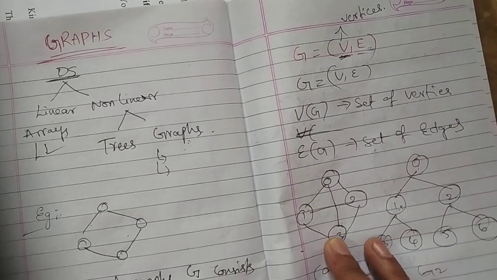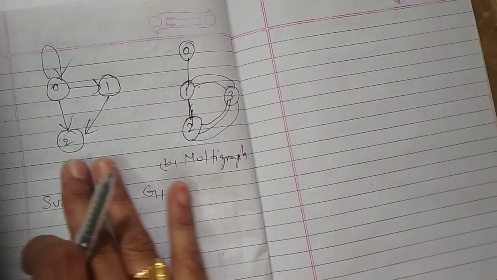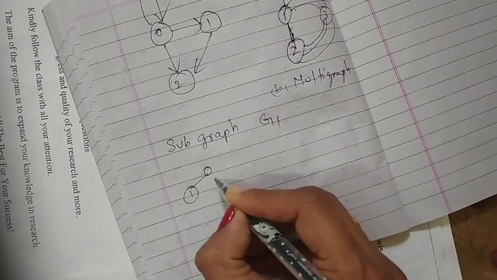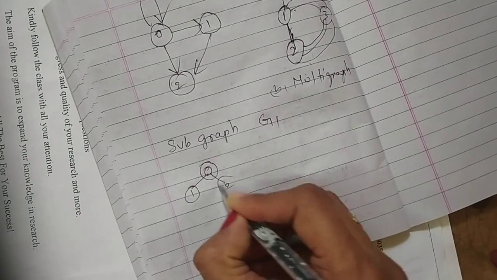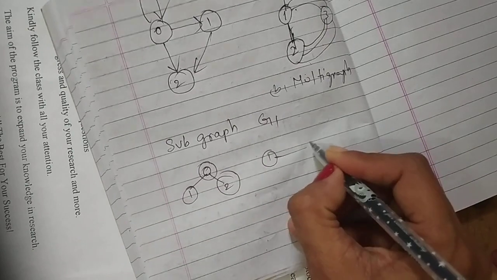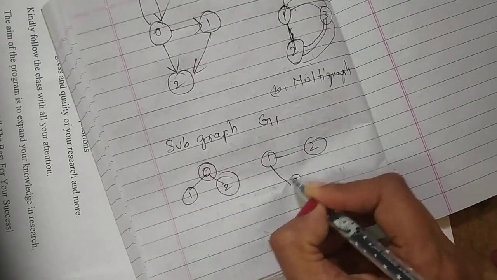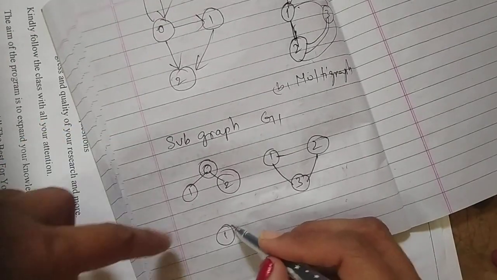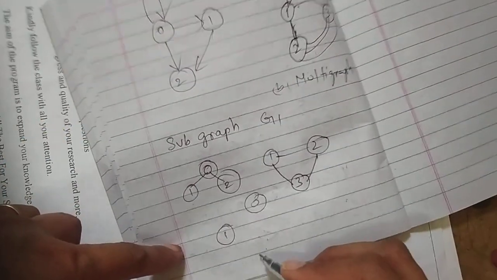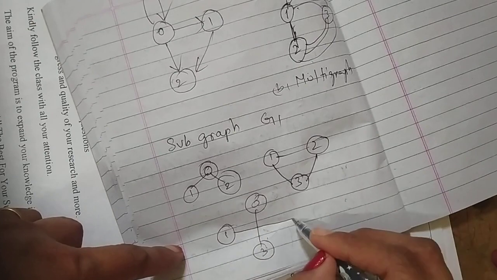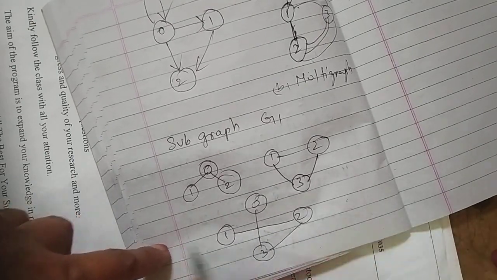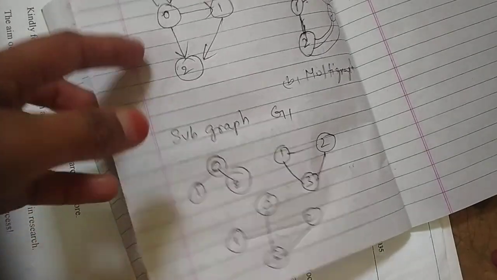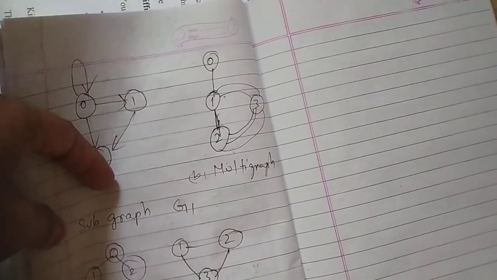If anybody asks, write subgraphs of this graph, like this subgraph. Simple, you write subgraphs, some part of the graph 0, 1. So like this. These are called subgraphs of G1. Okay, like these are all subgraphs of G1. And also you can write subgraphs of G2 and G3.